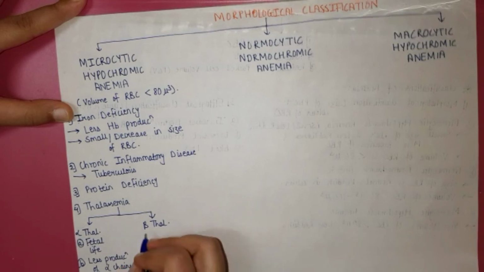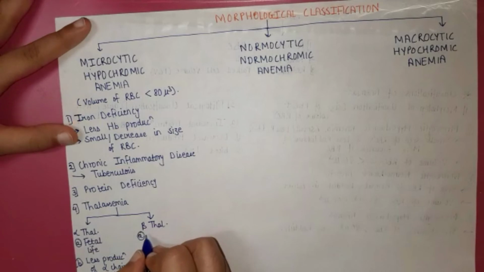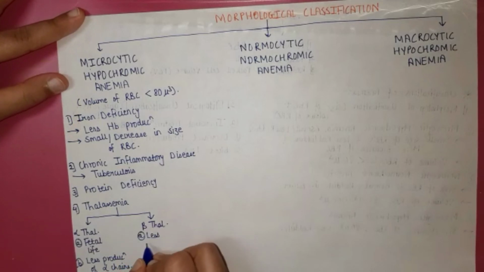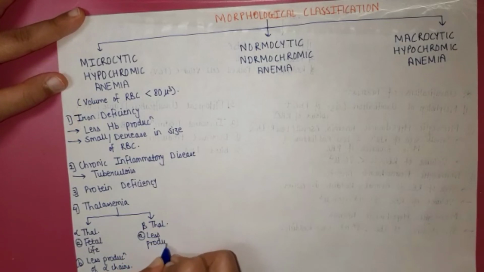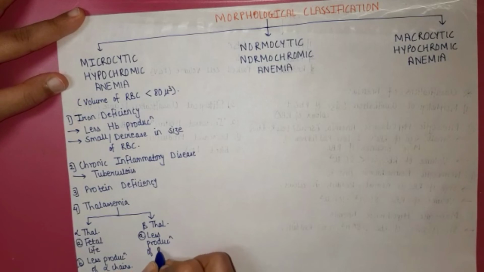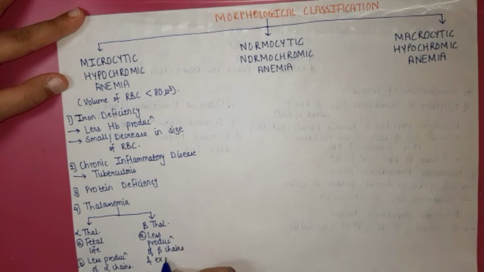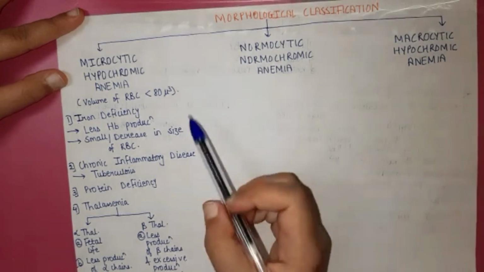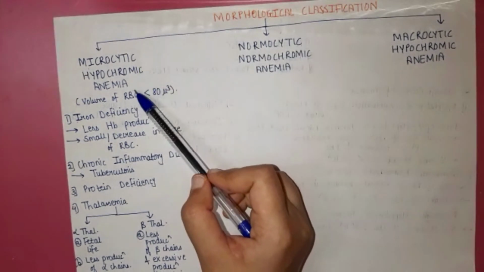And beta thalassemia is caused due to less production of beta chains and excessive production of alpha chains. So these were the causes of microcytic hypochromic anemia.